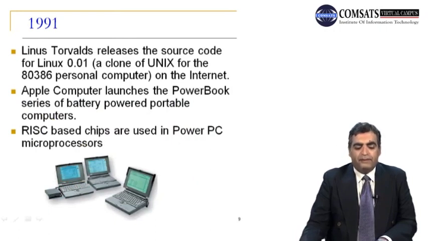In 1991, Linus Torvalds releases the source code for Linux 0.01, which is basically a clone of Unix for the 80386 personal computer, on the internet. So Linux becomes an open source operating system. Open source means that the author writes the code and distributes it freely on the internet so other people can also modify and use the operating system for their own benefit.